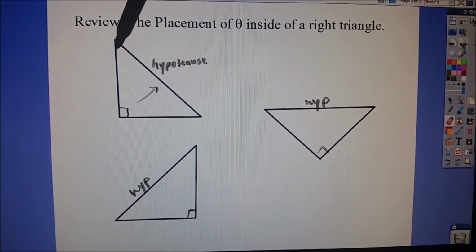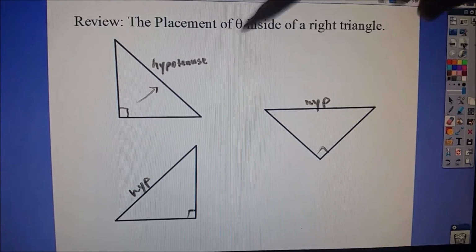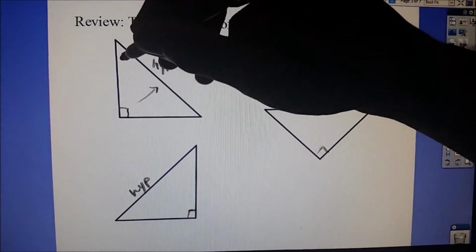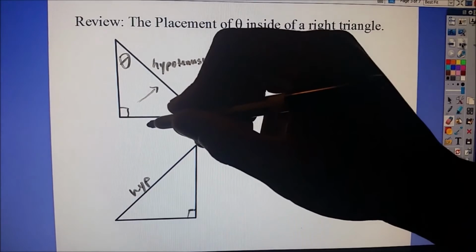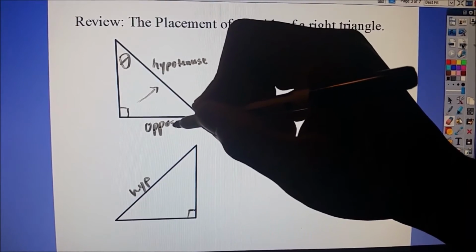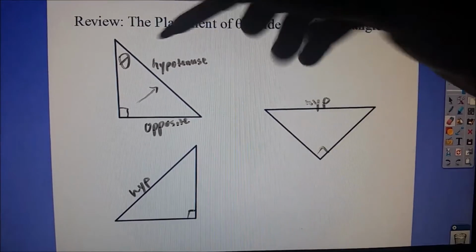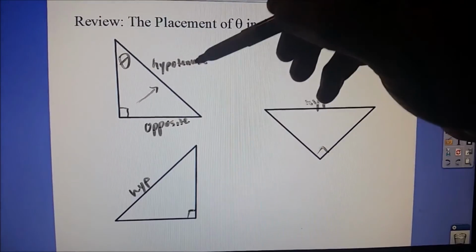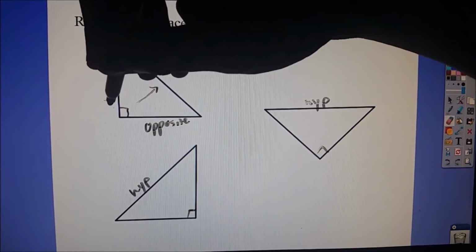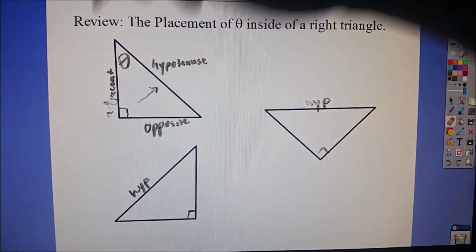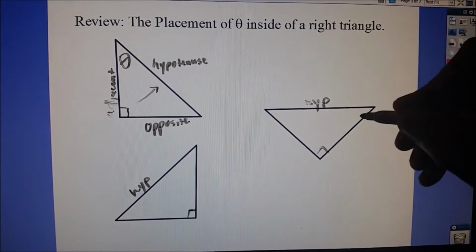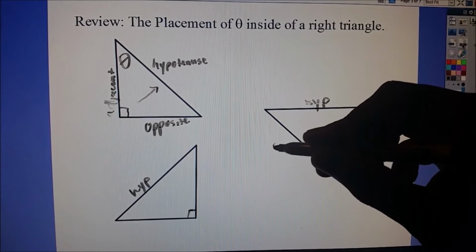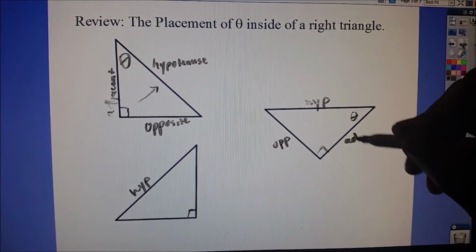Now, if I have this angle, or if I have this angle, that changes what your opposite side is going to be. So, for example, let's put a theta right here. Okay, so the opposite side is going to be here. Okay, the opposite isn't always on the bottom. It just depends on where your theta is. And if this is your opposite, this is your adjacent, there's your adjacent right there. Okay. So likewise, if I put my theta over here, for example, this is your opposite, this is your adjacent.